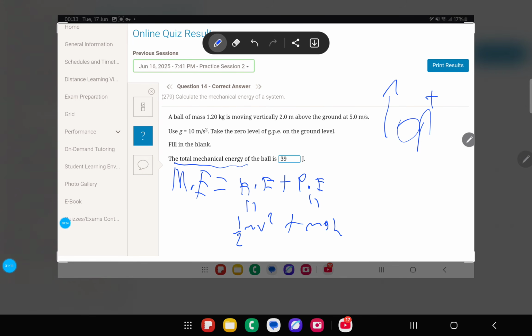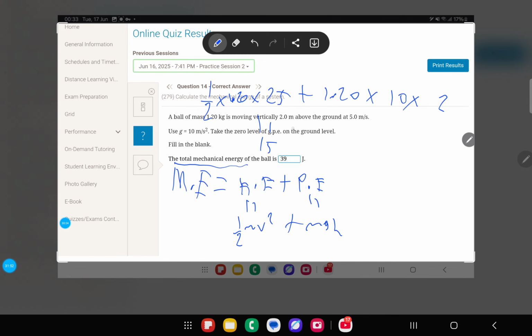Okay, now 1/2 times mass 1.20 times v squared, it's 5 meters per second, so 5 squared is 25, right? Plus mgh, mass is 1.20 times 10 times height is 2. So you do this, 1/2 times 1.20 is 0.6 times 25, you get 15 for this one.